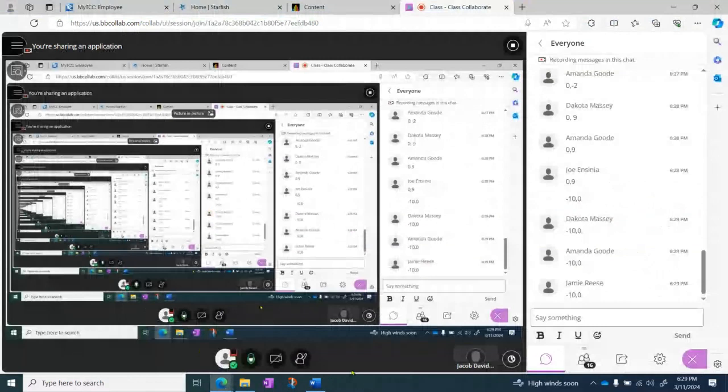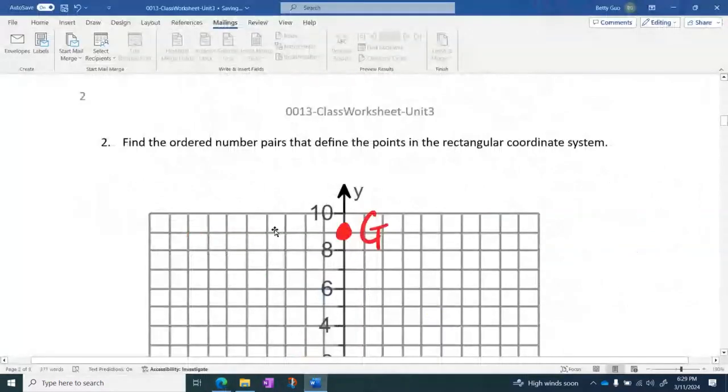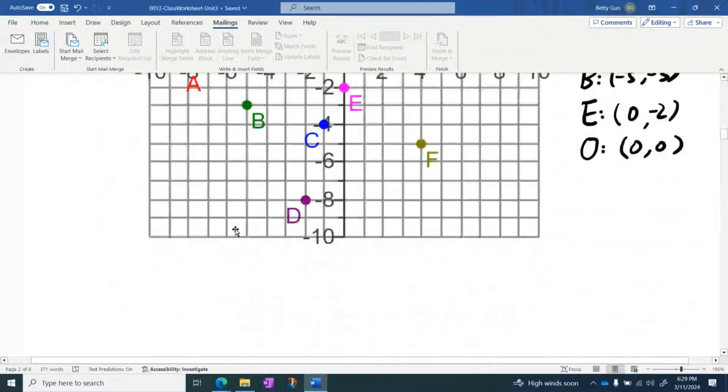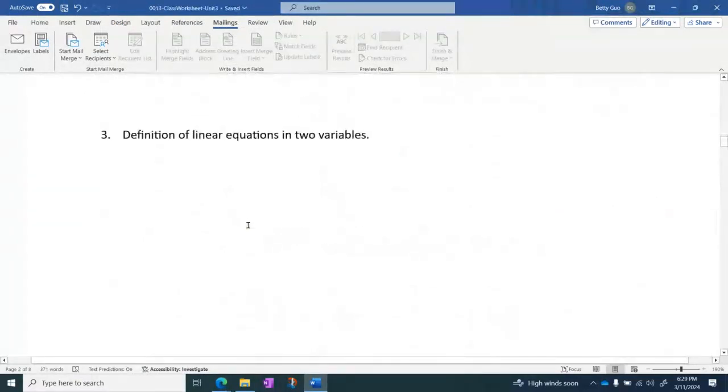The reason we have to cover the rectangular coordinate system is because it is the environment in which we study a straight line. Okay, we can start our lecture now.